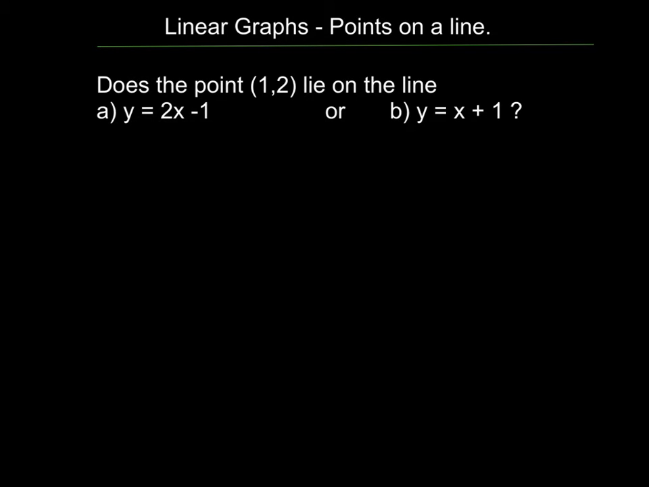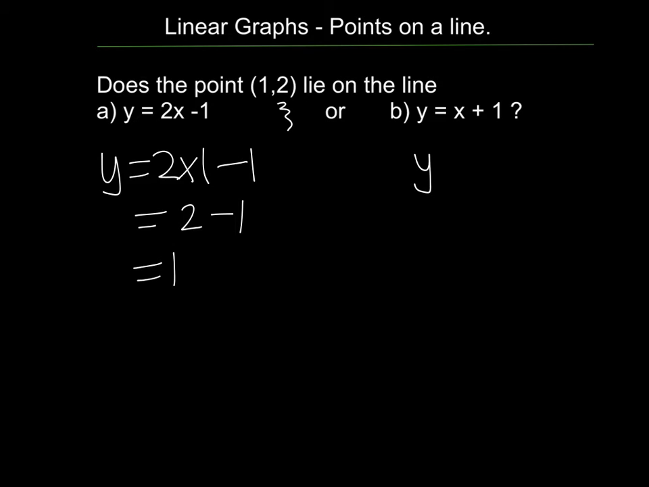You don't need a graph to check if a point lies on the line. You can use its formula. So I'm going to use this point 1 and 2 and see which of these lines it lies on. You do that by just substituting the x value and seeing if it makes the same y value as the point. So y equals 2 times x, which is 1, minus 1. That's equal to 2 minus 1, which is 1. And that does not match the 2. So this point does not lie on that graph.